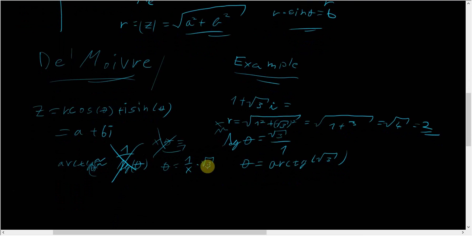Now we know we could derive cosine and sine of the square root of 3, what this is equal to. So our theta is 60 degrees, which equals pi over 3.